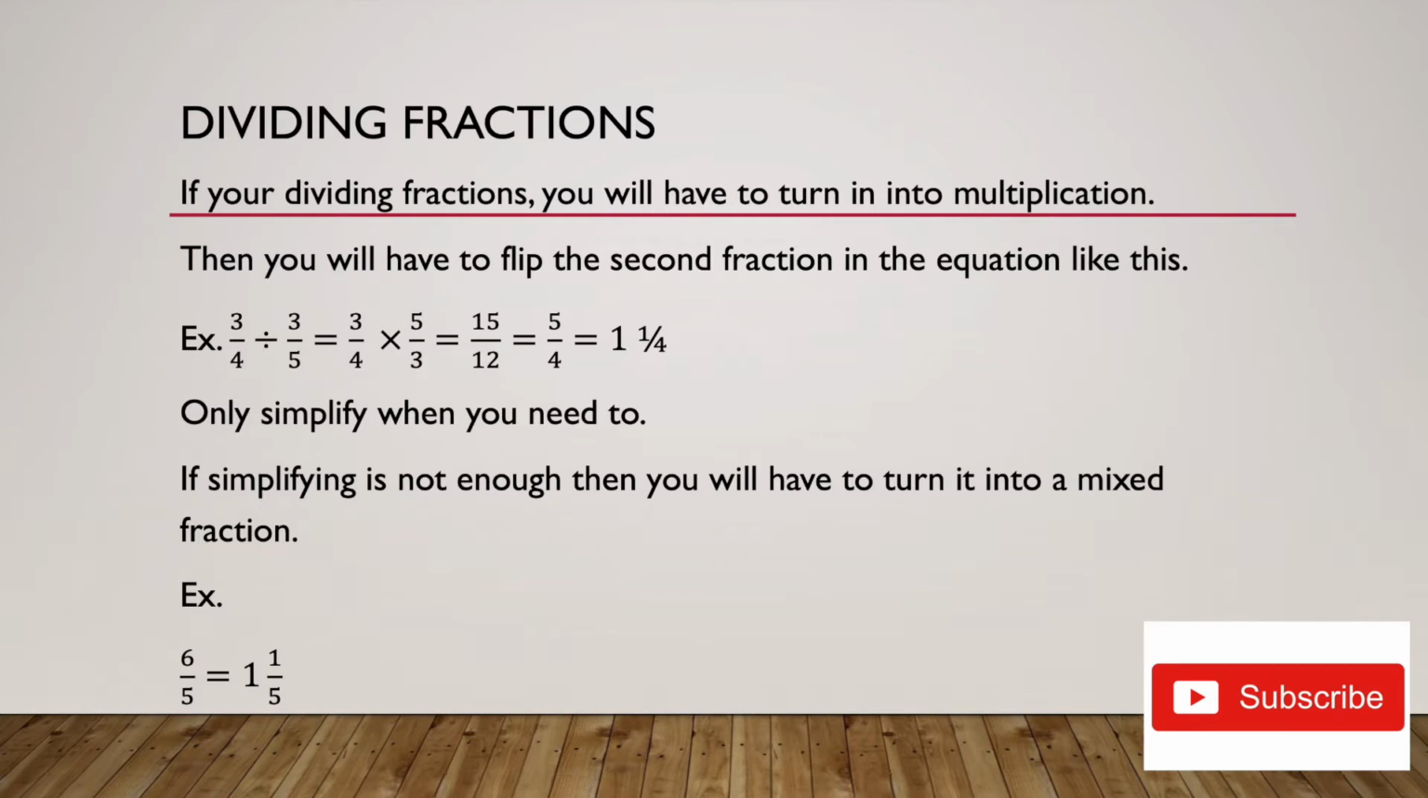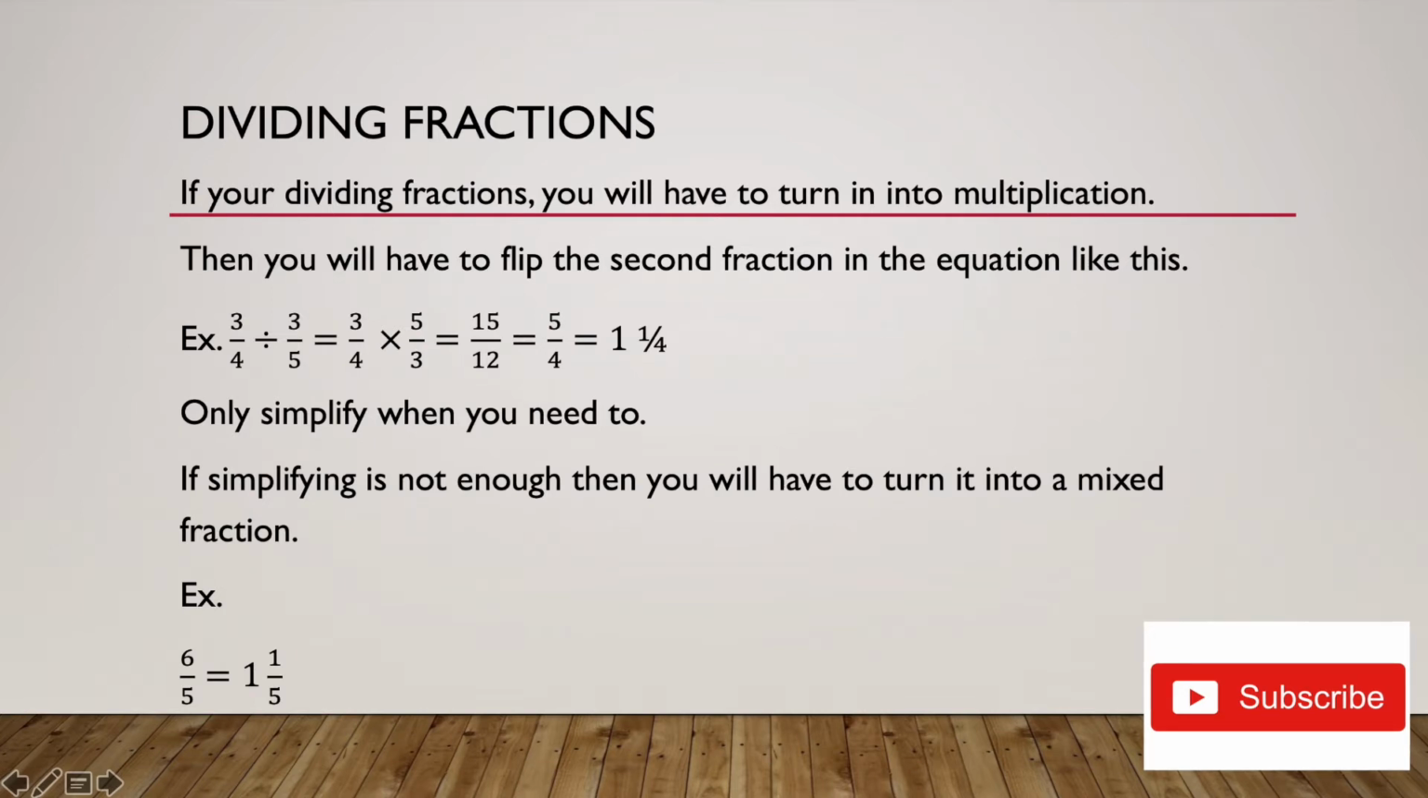So here, 3/4 divided by 3/5. Example right here. 3/4 divided by 3/5. The second fraction is going to be 3/5. And you're going to turn it into multiplication. It will be now 3/4 times 5/3.